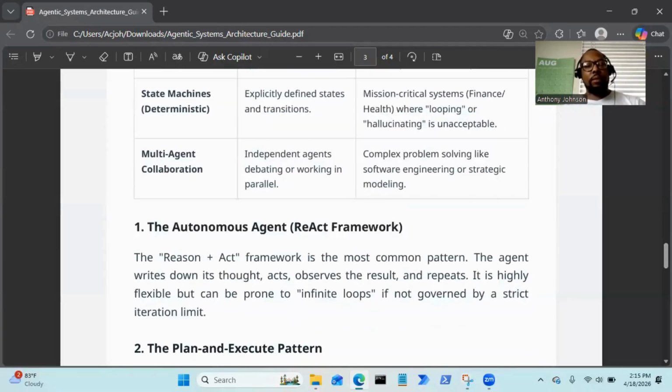So we have one more point here. You have the autonomous agent, the ReAct framework, which is reason and act. The reason and act framework is the most common pattern. The agent writes down its thoughts, acts, observes the result, and repeats. It is highly flexible, but it can be prone to infinite loops if not governed by a strict iteration limit.